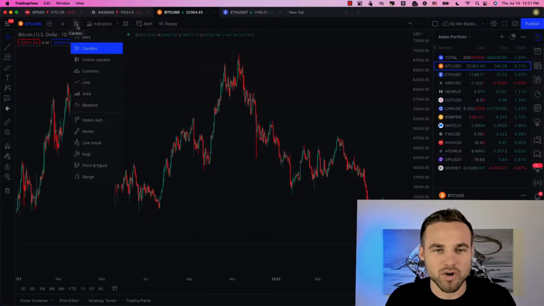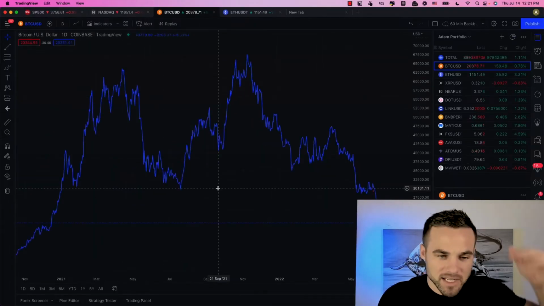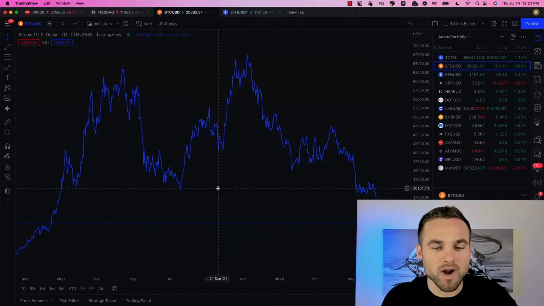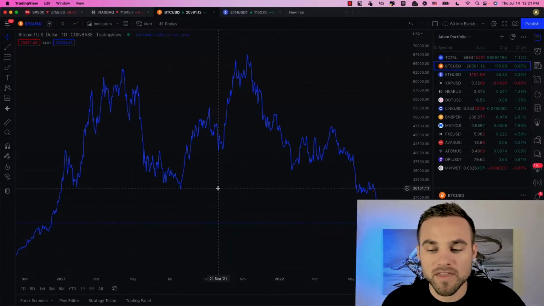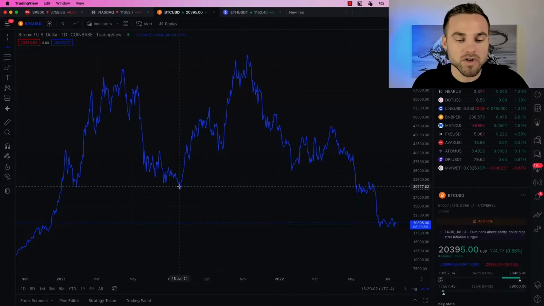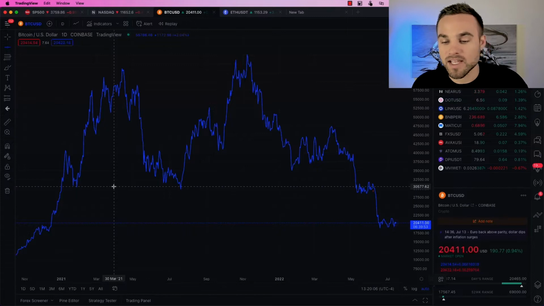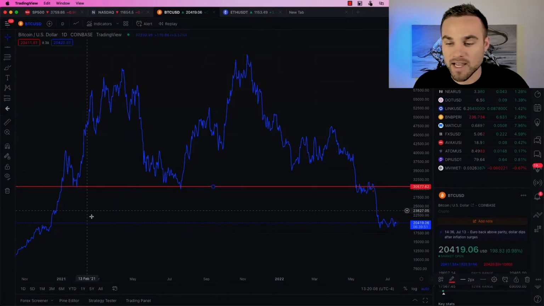Now, I'll give you a little trick. The best way to draw support and resistance is to actually come over here and to draw it with a line chart. And essentially what you're looking for is a line where the price has touched multiple times in the past. So for example, we can see that it touched price twice here, then it touched it again, and then it's touched it a lot right here, right? And this happens to be right at $30,000.